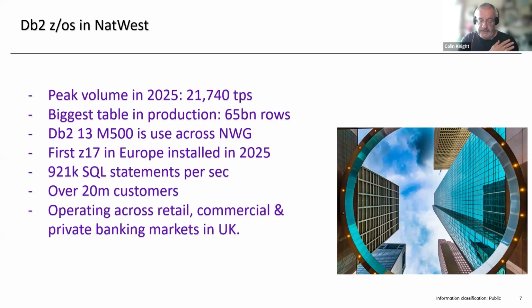I'll look at that again next year and see how big it is, but it's certainly one that keeps growing. It's always easy to find that table, and it's always the biggest one for the last 5 or 6 years, I think. DB2 itself, on z/OS, we are now on 13 function level 500, and that's all across the whole of NatWest. So that's the old new function mode, really, as it used to be before it got to version 12 and so on.